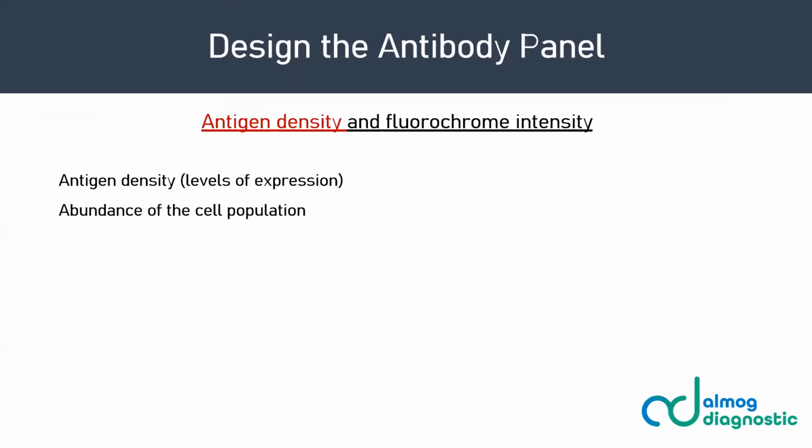So now we will move on to designing the antibody panel. The two things that we need to consider when we design the antibody panel are the antigen density and the fluorochrome intensity. Antigen density means the level of expression of the antigens on the cell surface, or in the case of intracellular antigens, the expression levels inside of the cell or inside of the nucleus. So this is something that we need to consider. And of course, the abundance of the cell population.